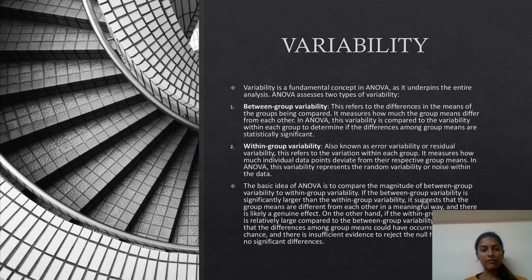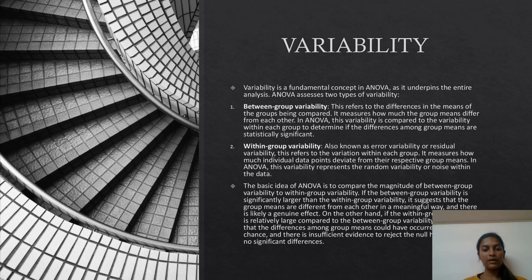Between group variability refers to the differences in the means of the groups being compared. It measures how much the group means differ from each other. In ANOVA, this variability is compared to the variability within each group to determine if the differences among the group means are statistically significant. Within group variability is also known as error variability or residual variability.